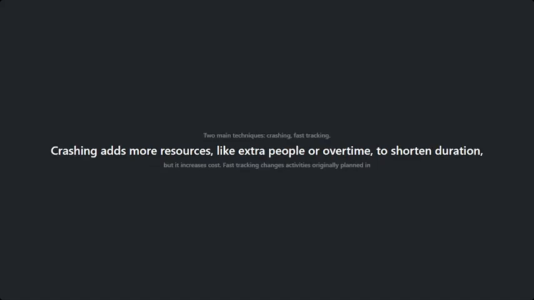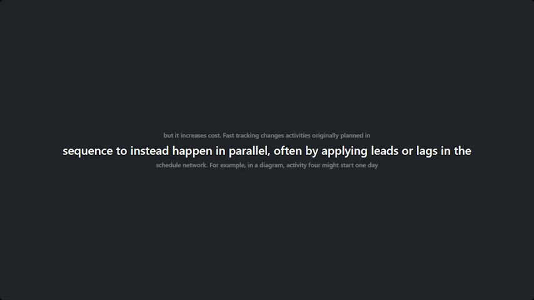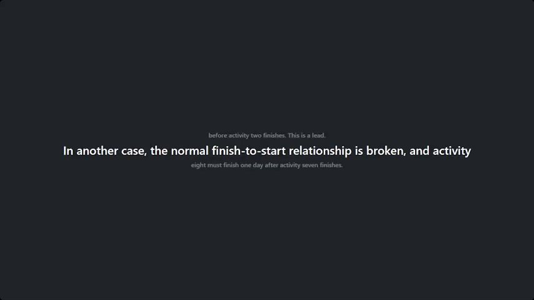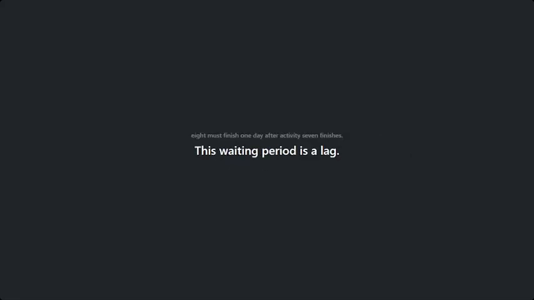Crashing adds more resources, like extra people or overtime, to shorten the duration, but it increases cost. Fast tracking changes activities originally planned in sequence to instead happen in parallel, often by applying leads or lags in the schedule network. For example, in a diagram, activity 4 might start 1 day before activity 2 finishes. This is a lead. In another case, the normal finish-to-start relationship is broken, and activity 8 must finish 1 day after activity 7 finishes. This waiting period is a lag.